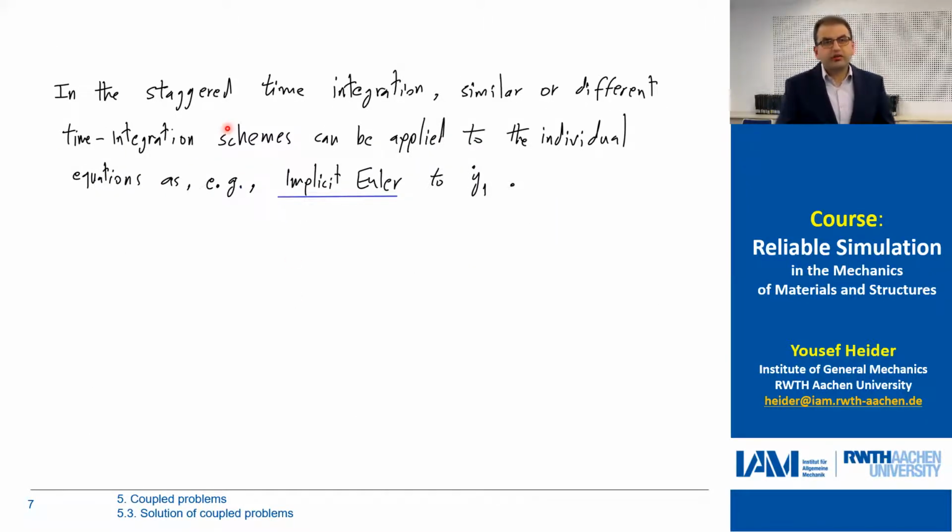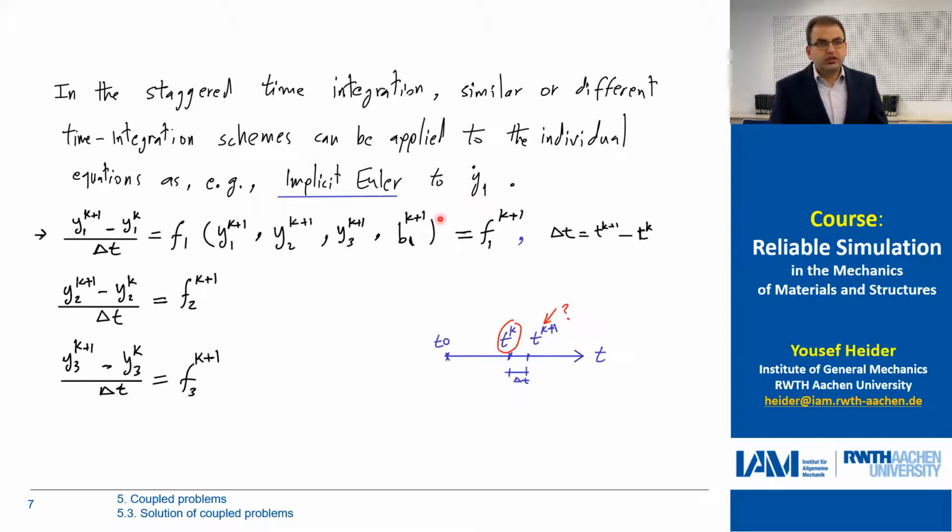So in the staggered time integration scheme, we can apply similar or different time integration schemes to the individual equations. Most of the time we follow the same time integration scheme because then we have the same order of error, and also the implementation will be easier. Let's take, for instance, the implicit Euler, and we apply this to each of the equations. Let's apply it for the first equation, which is y1 dot.